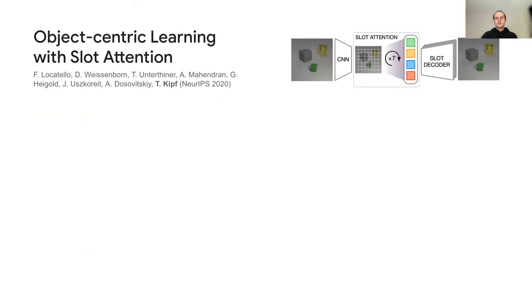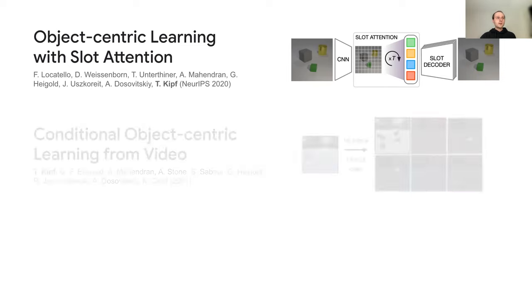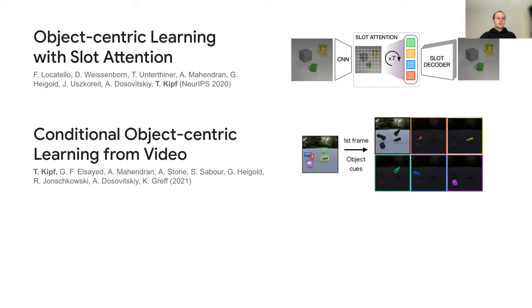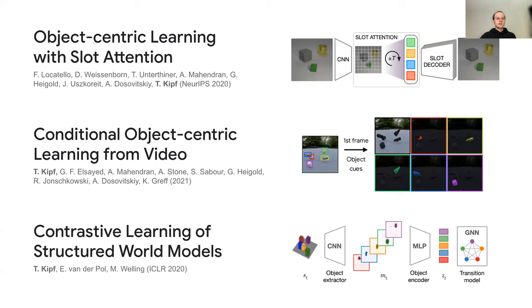And in this talk, I just want to focus on a number of works that I've been involved in the last couple of years that work towards this goal of building richer architectures that can exhibit these types of generalization for perceptual data. One paper is Object-Centric Learning with Slot Attention. Another one that we just released a few weeks ago is Conditional Object-Centric Learning from Video. And lastly, an earlier paper from ICLR last year on Contrastive Learning of Structured World Models.